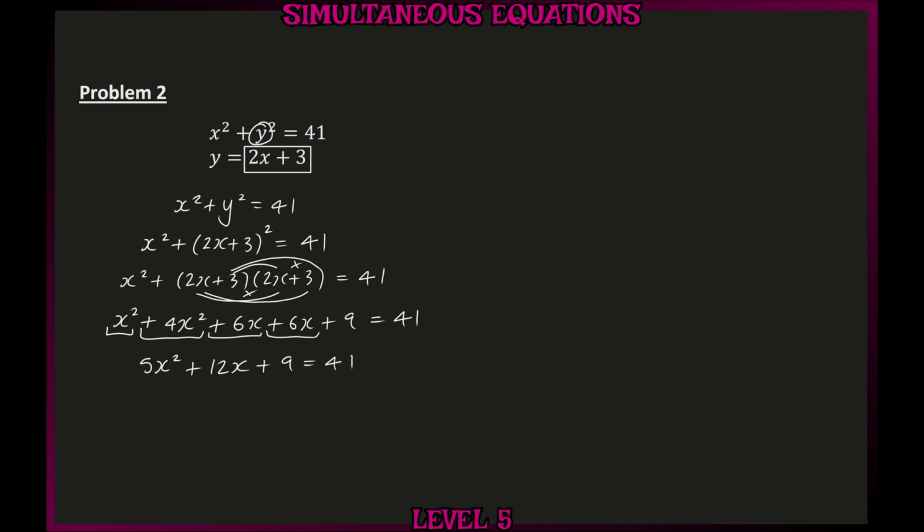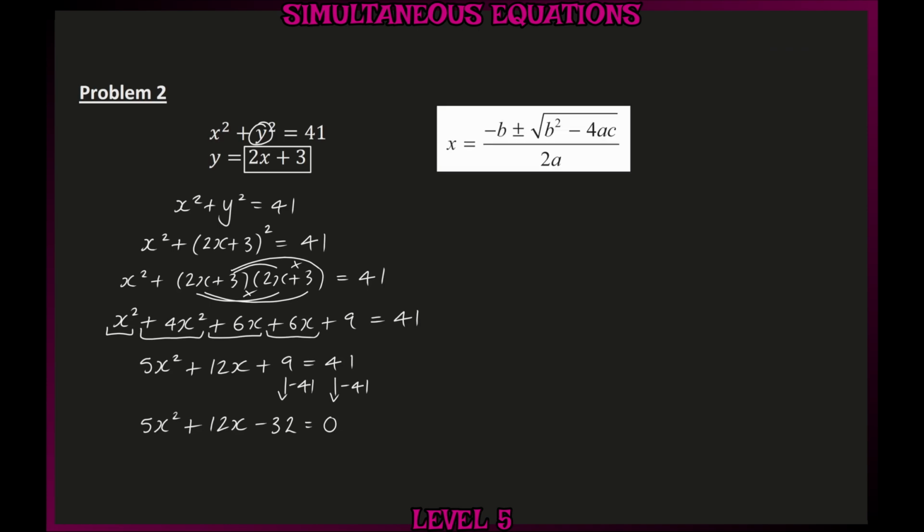Once again, we've got a quadratic, so we want to make this equal to 0. So we're going to subtract 41 from the right to make that side equal to 0. And we need to make sure we do the same thing by subtracting 41 from the left. So this gives us 5x squared plus 12x, and 9 minus 41 gives us minus 32, and that's equal to 0. Now we could try and solve this quadratic by factorising, but since the number in front of the x squared is not 1, it tends to be easier to use the quadratic formula.